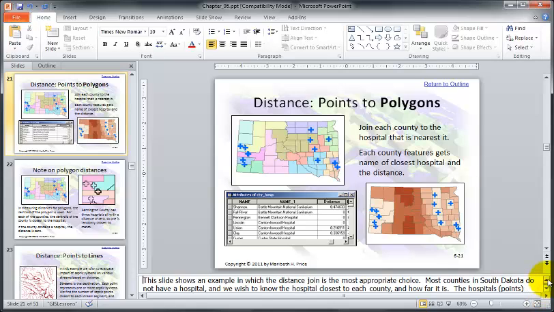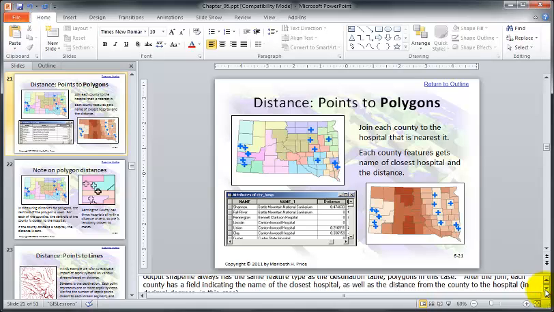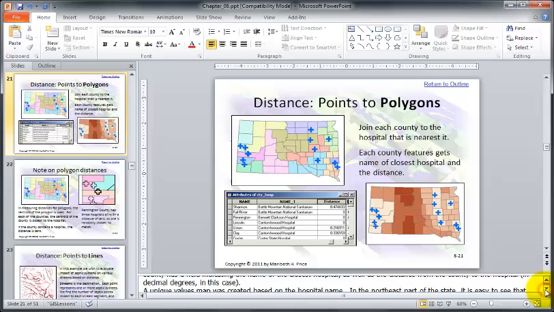The hospitals have been joined to the county polygons, with the counties as the destination table. The distance join is chosen. The output shapefile always has the same feature type as the destination table. Polygons in this case, because we started with polygons. After the join, each county has a field indicating the name of the closest hospital, as well as the distance from the county to the hospital, in decimal degrees in this case, because that is the distance that is shown. That was in the table in the beginning.